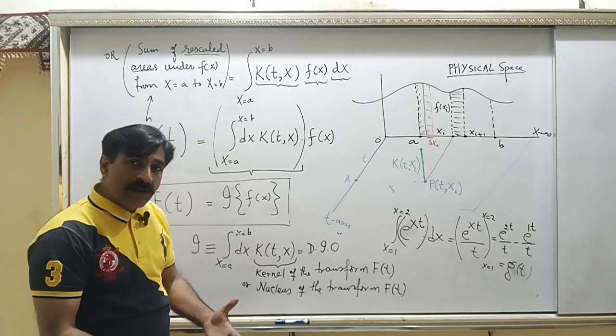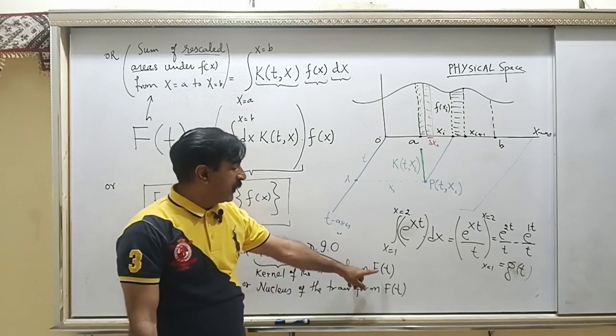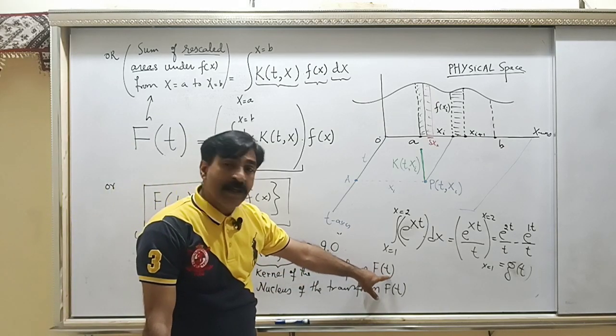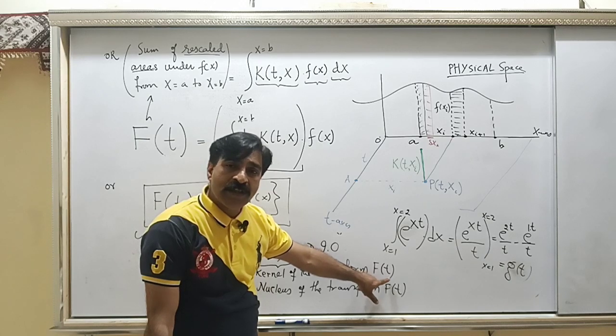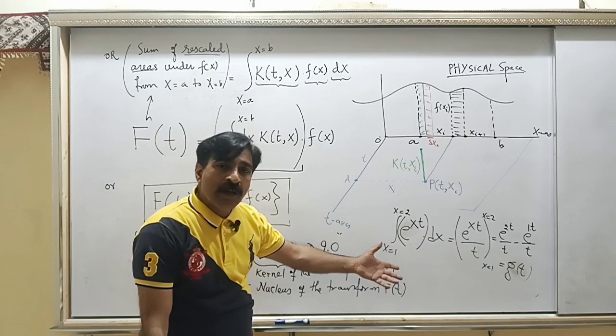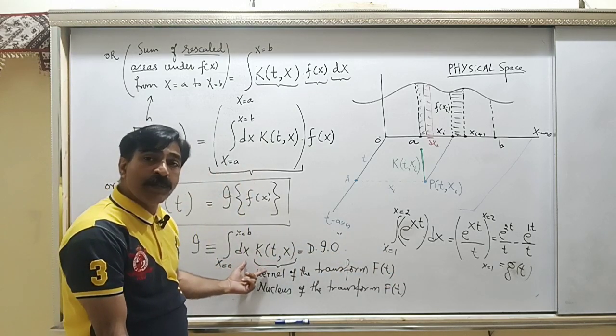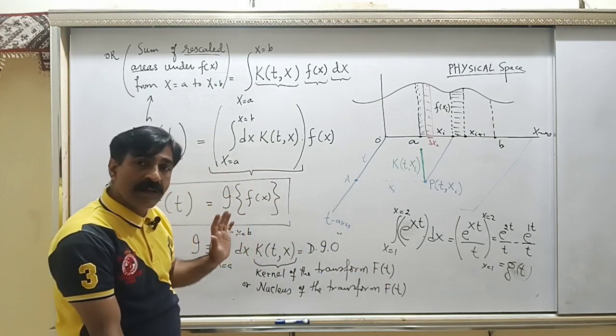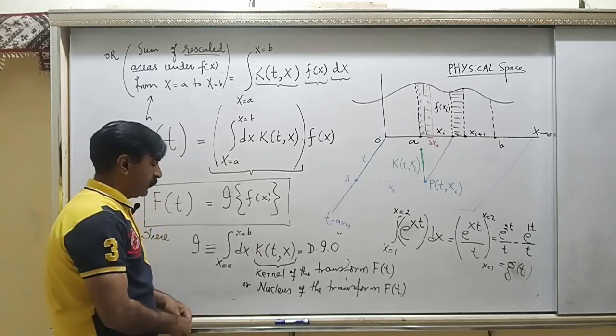An integral transform, I repeat, is a new function which depends on a new variable, and this is obtained from the old function. And how is it obtained? We apply this integral operator on the old function, right? Okay.